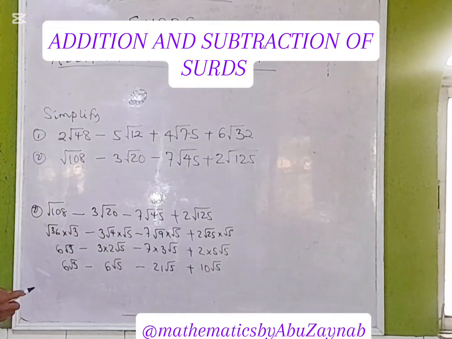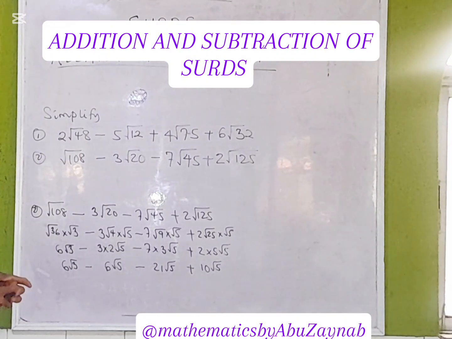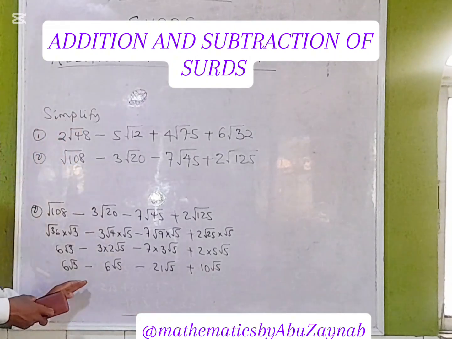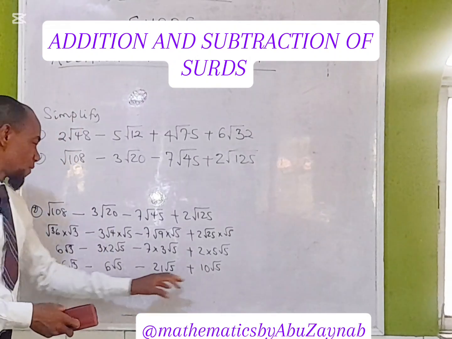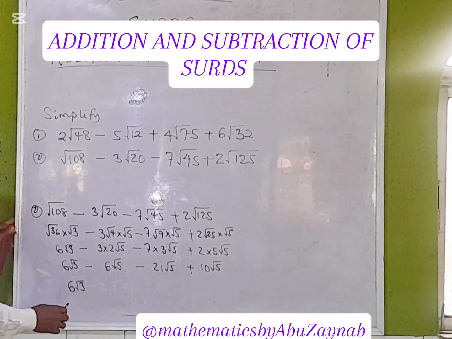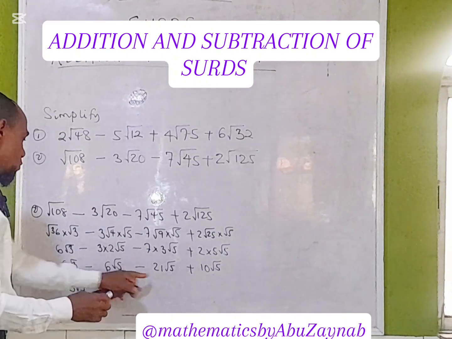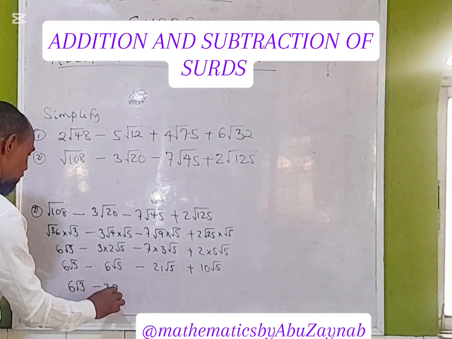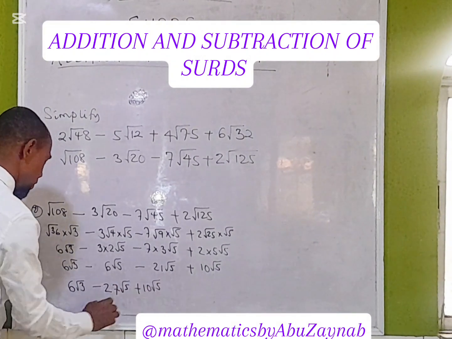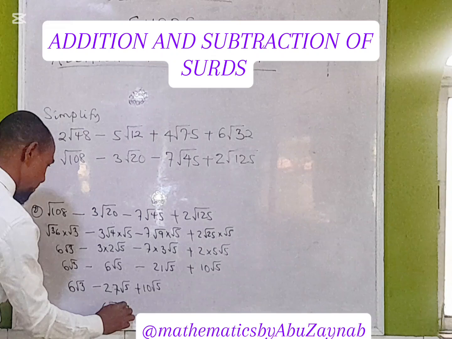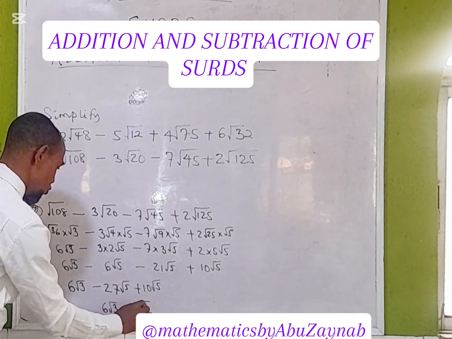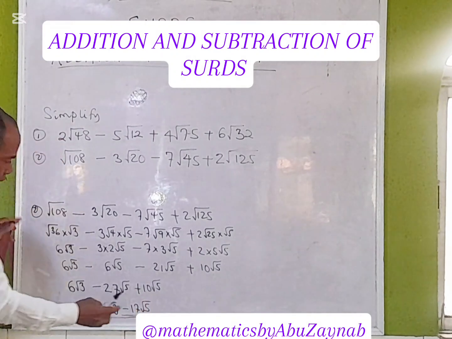And here again we have like terms and unlike terms. As you can see, in the basic forms, we have root 3, root 5, root 5, root 5. That clearly shows that root 3 is on its own, whereas these root 5s can be summed together. So we're having 6 root 3, then minus 6 root 5, minus 21 root 5. That is minus 27 root 5. Then plus the 10 root 5. That gives us 6 root 3, minus 27 root 5 plus 10, that is minus 17 root 5. And once again, we can't go further than that.